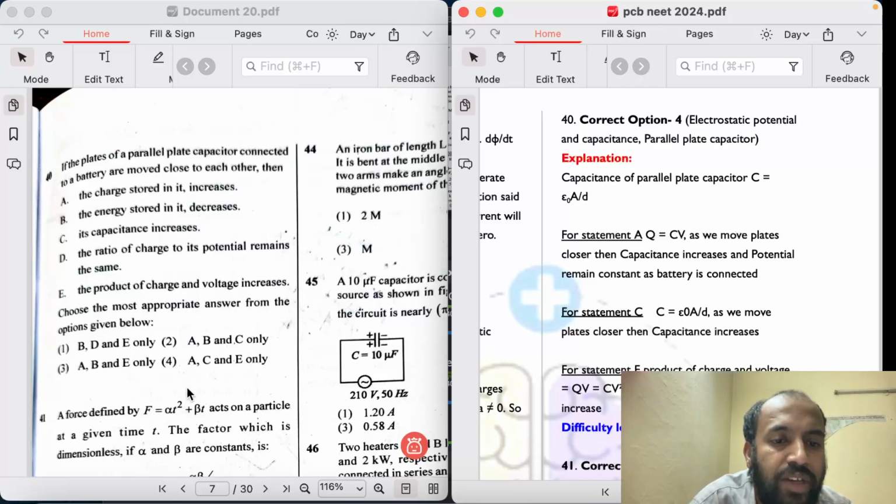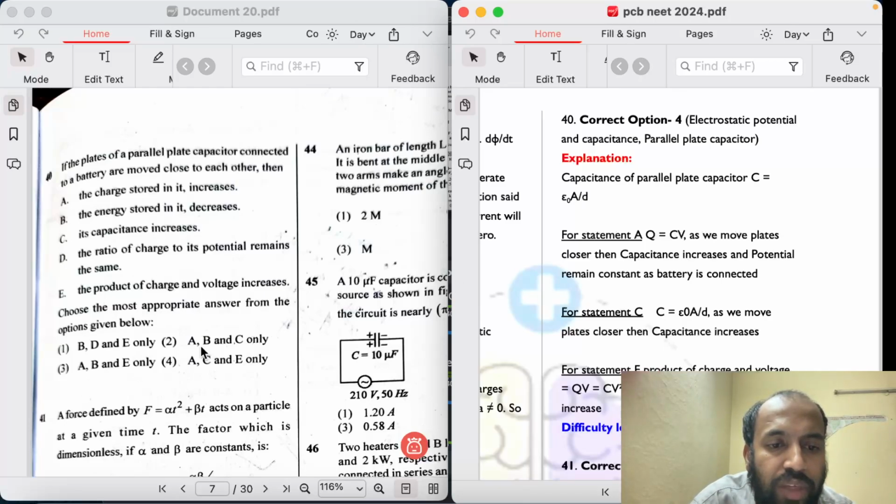So A option is correct. You can see A here, and A here. So out of these 3, we should have the right option. Let's go to the next part. Its capacitance increases. So obviously the distance decreases, so the capacitance should increase from this particular formula. So this statement is correct. So A and C are correct.